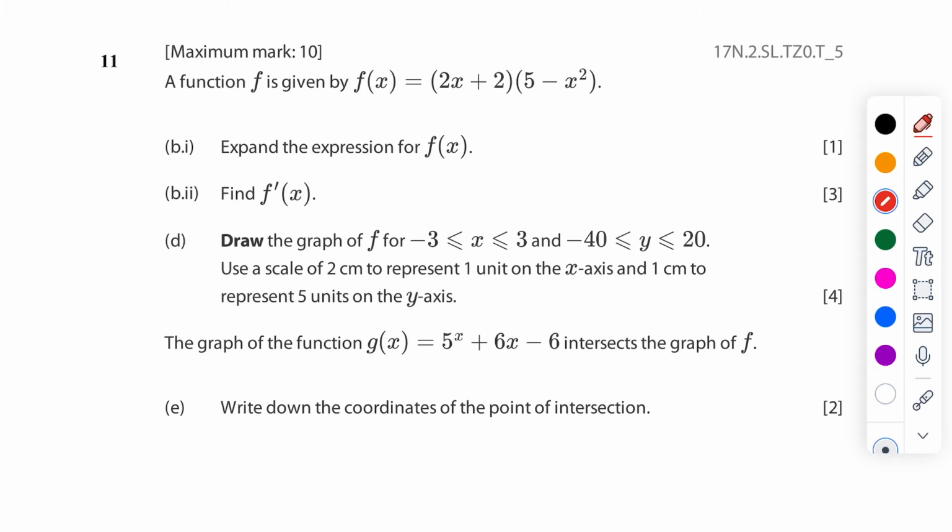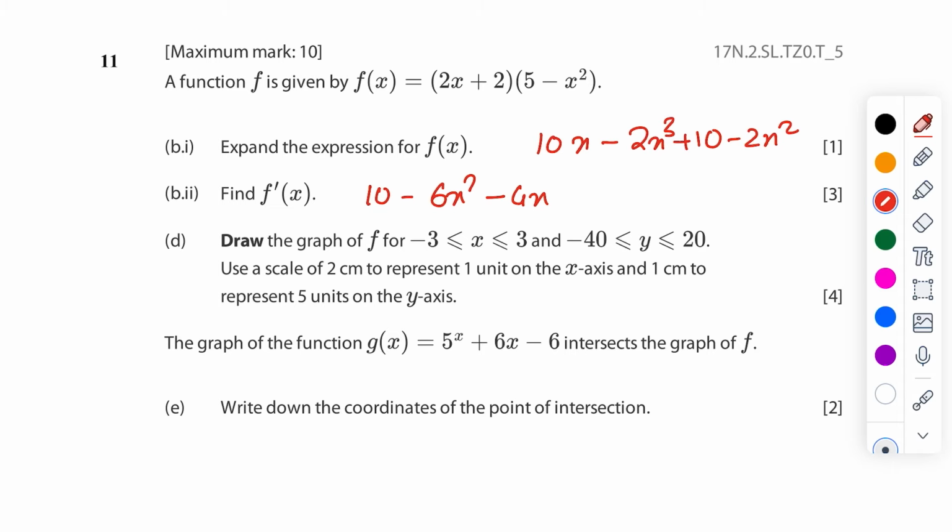Now coming to the next question, b1, expand f of x. When you expand it out, directly I'm writing it out, you should get 10x minus 2x cube plus 10 minus 2x square. Find f prime x. This is directly the derivative again: 10 minus 6x square minus 4x.